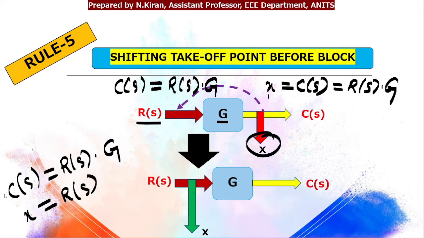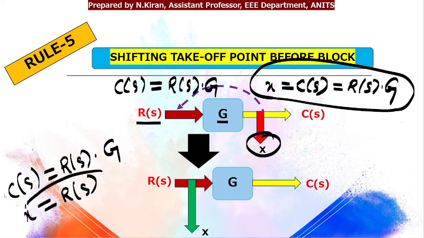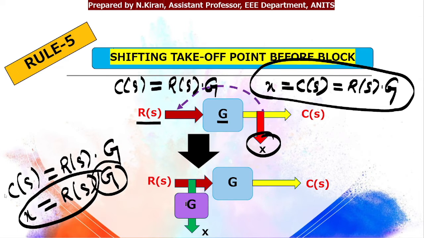We can clearly observe that the expression of X previously and now are not one and the same. So for these two signals to become equal, I need to multiply X by G. So I will multiply by G, as you can see. So by this we can say that if I need to shift my takeoff point before a block, I need to multiply by the gain G. So in this case it is G. So in a particular sum, this G can be of any form.